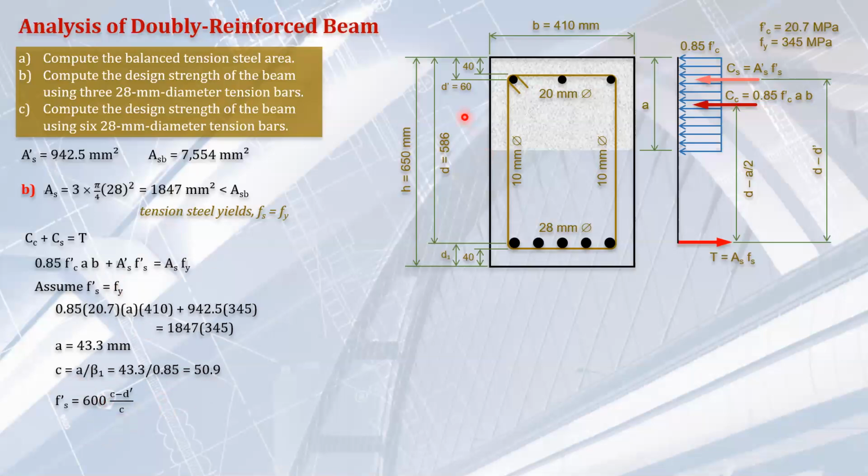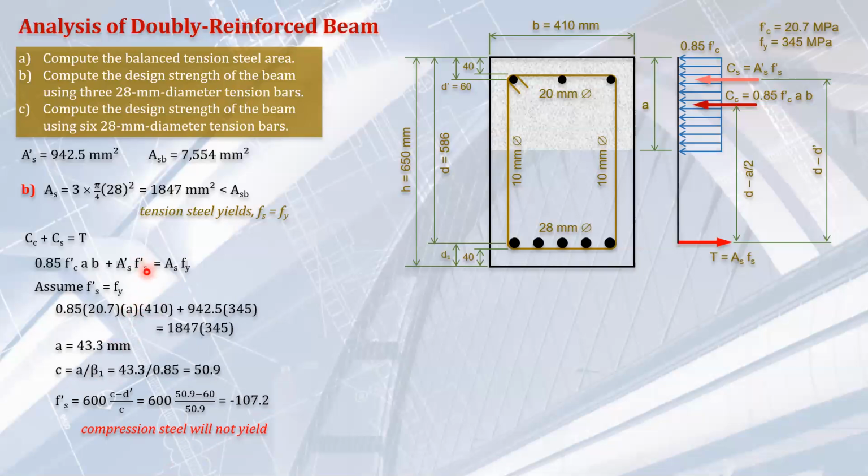Your D prime is 60. So makuha natin yung Fs prime. Alright, tingnan natin. Maliit masyado. Negative pa nga. Kasi yung pansin ninyo, yung C natin is less than D prime. Well, this will show us that the compression bar will not yield. Your Fs prime is not equal to Fy. So, wrong yung assumption natin.